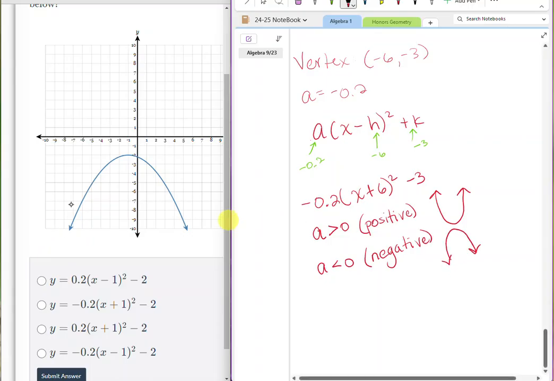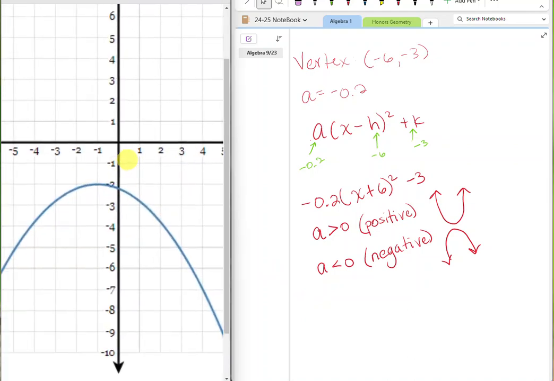So when looking at this graph, it opens down. So it's not going to be the positive ones. It's going to be one of the negative choices, one of the -0.2 and -0.2, because the graph opens down. Negative A's means the graph opens down. So that eliminates two choices, this one and that one. So we've got to figure out which of these two is the correct one.